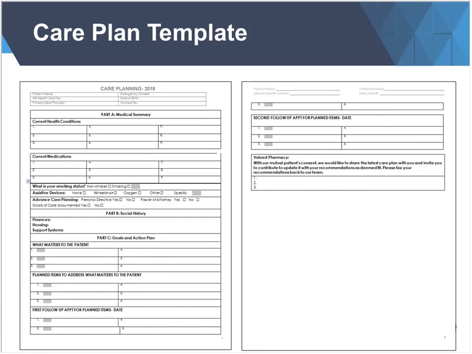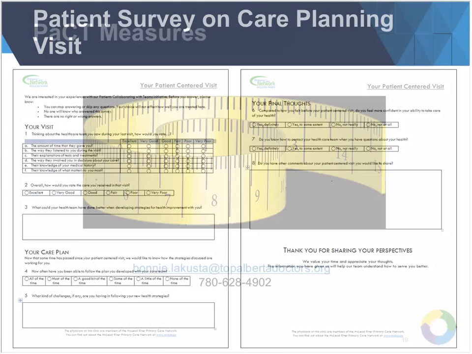Perfect. Thank you. And again, the documents, the survey, as well as the current care plan that Life Medical is working on right now, are available on our website under shared resources.